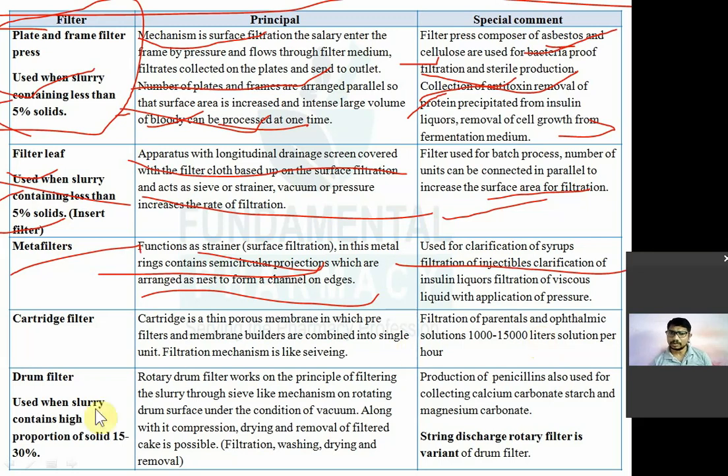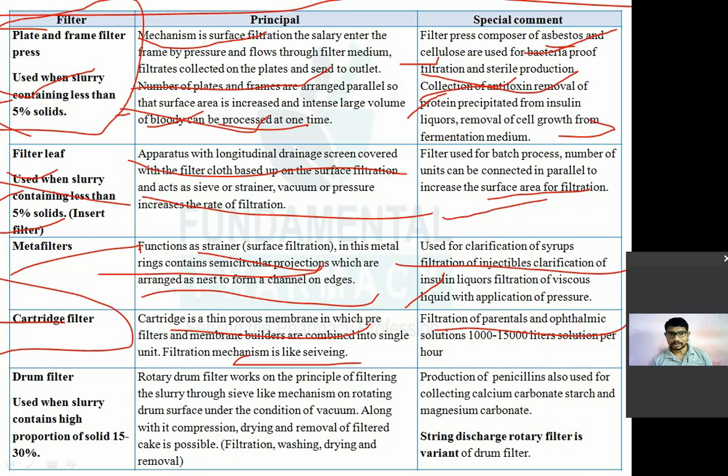Now remember, by using a cartridge filter you can filter 1000 to 15,000 liters of solution per hour. So the cartridge filter is used for parenteral and ophthalmic solutions. Now next one is the drum filter. It is used when the slurry has a relatively high content of solid. Drum filters are used when the slurry consists of 15 to 30% solid content.